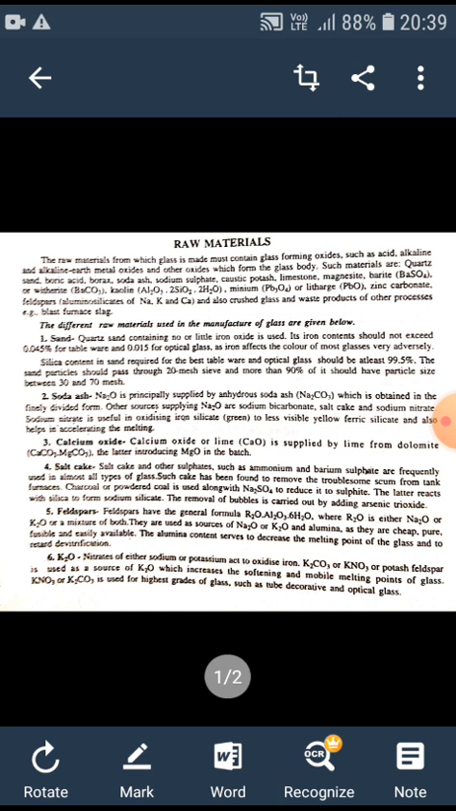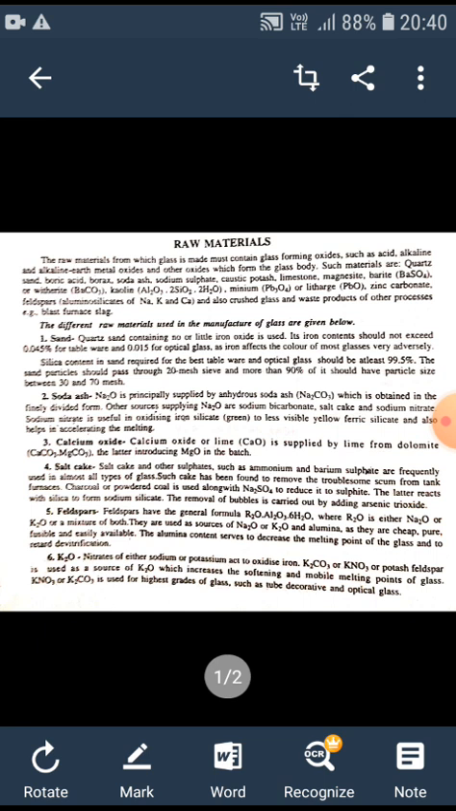The second most important raw material used in the manufacture of glass is soda ash, that is Na2O. Soda ash is mainly supplied by anhydrous soda ash, that is sodium carbonate, which is obtained in the finely divided form. Other sources supplying Na2O are sodium bicarbonate, salt cake, and sodium nitrate. Sodium nitrate is useful in oxidizing iron silicate, which is green in color, to less visible yellow ferric silicate, and it also helps in accelerating the melting.